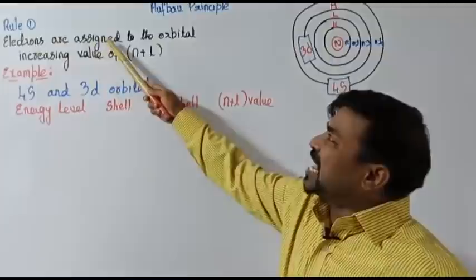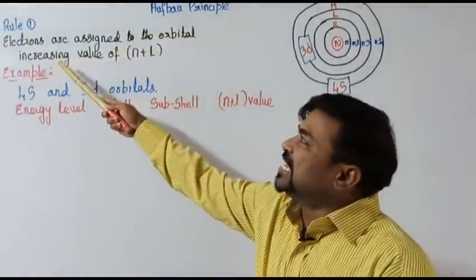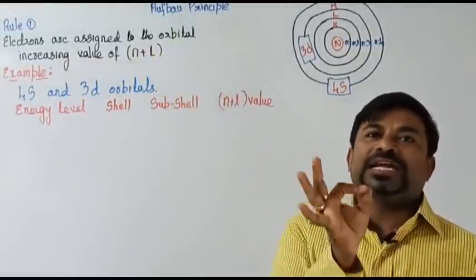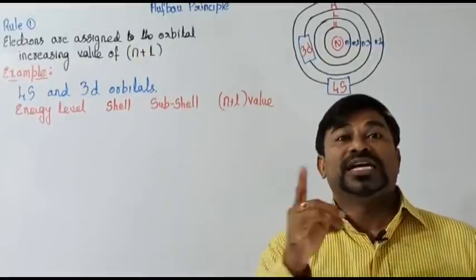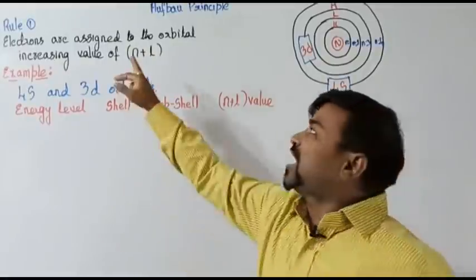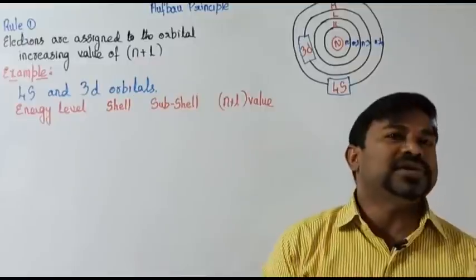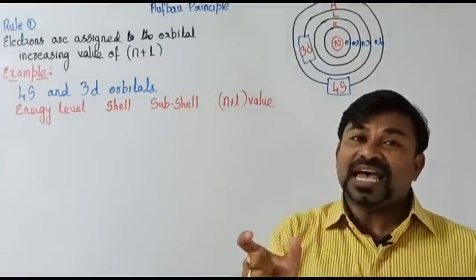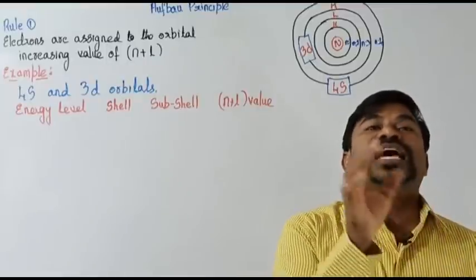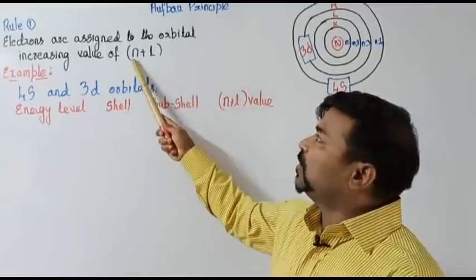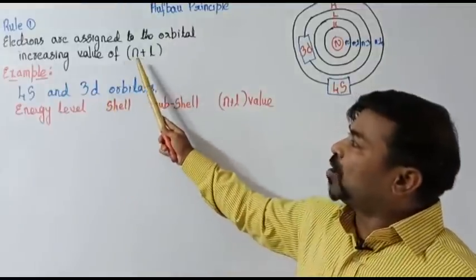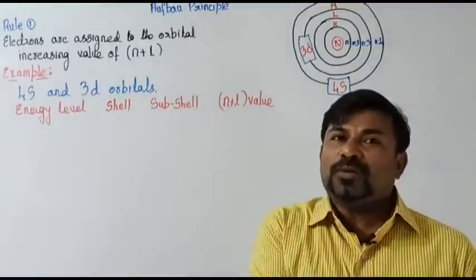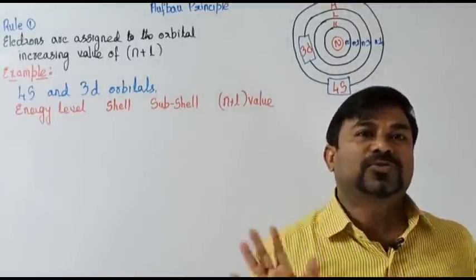Electrons are assigned to the orbitals in the increasing value of n plus L. This is rule 1. Electrons are assigned to the orbitals in the increasing value of n plus L. That is the rule here. According to the Aufbau principle, this is the first rule. Whichever has the least n plus L value has to be filled first. You know what is the meaning of n? It's nothing but the principal quantum number, and L is nothing but the azimuthal quantum number. Whichever orbital has less n plus L value has to be filled first.